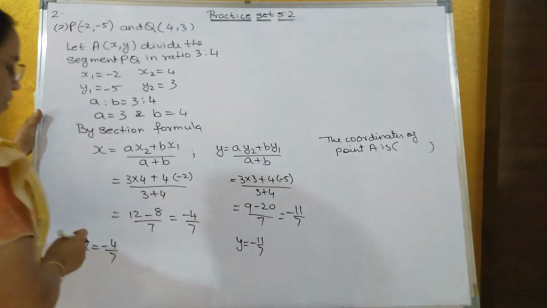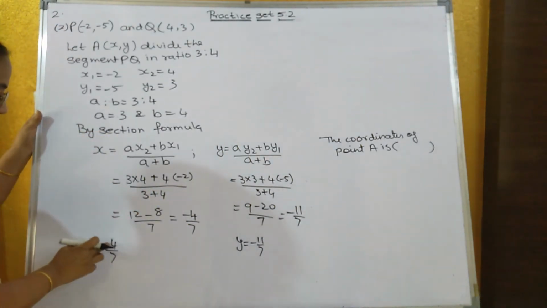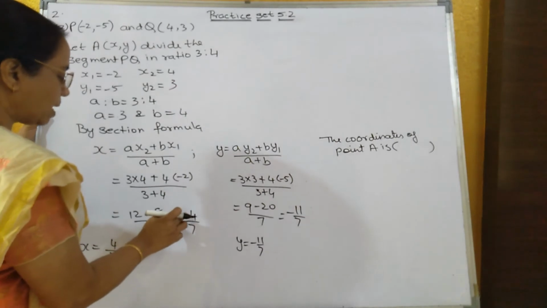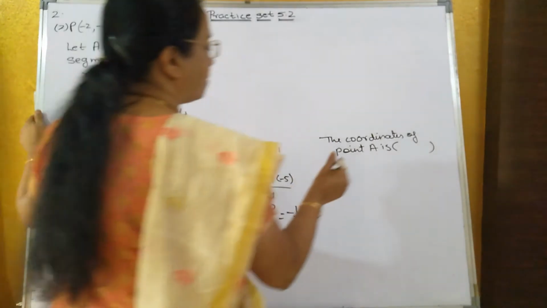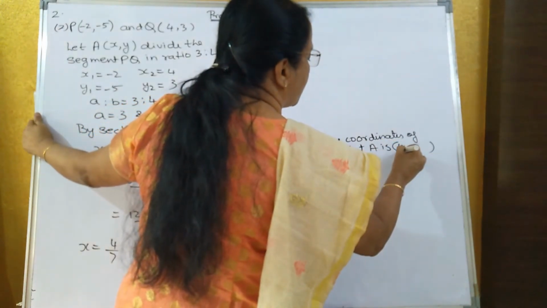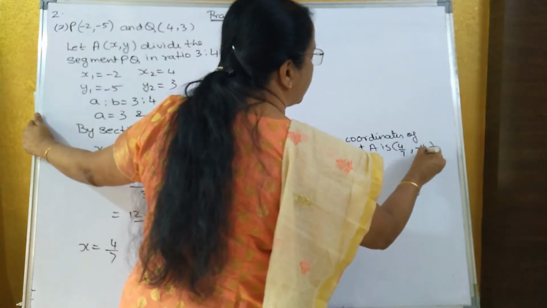Not minus over here, it is plus 4 upon 7 because 12 is a bigger number. So 4 upon 7 and minus 11 upon 7.